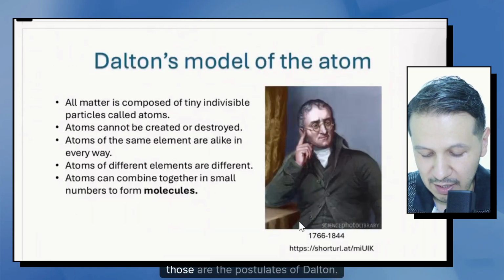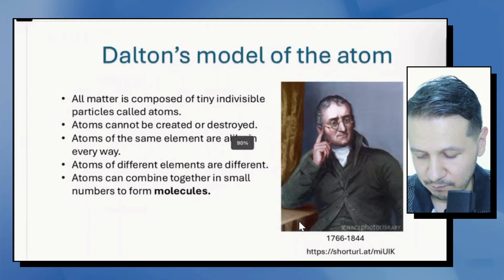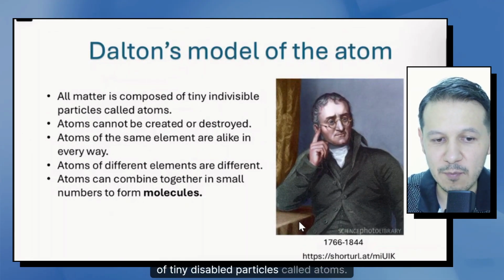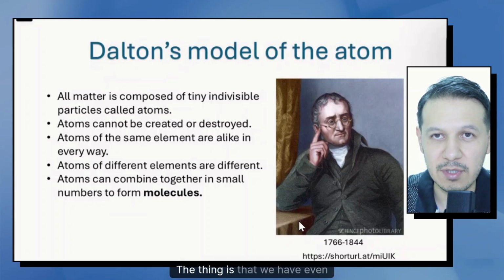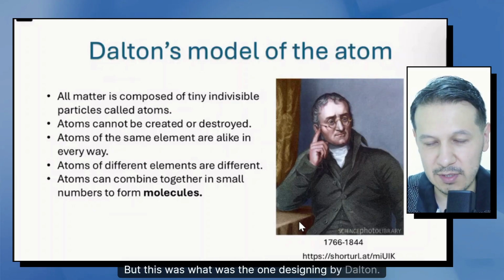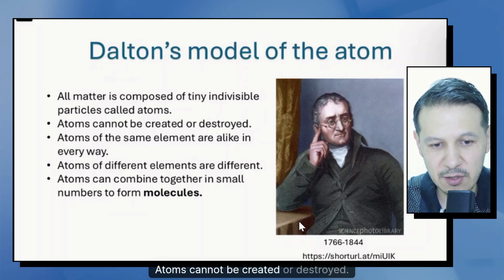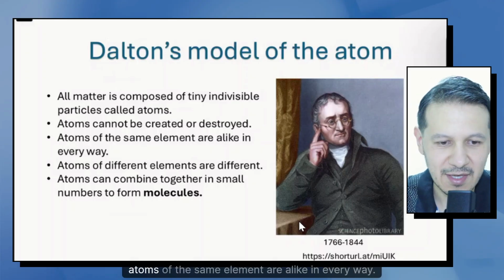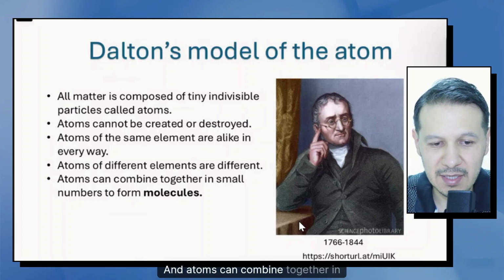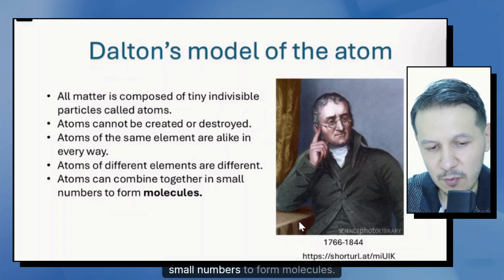So here, those are the postulates of the Dalton model, the first model of the atom. All matter is composed of tiny indivisible particles called atoms. We still know this. The thing is that we have even smaller particles in the current model, but this was the one designed by Dalton. Atoms cannot be created or destroyed, and, at that time, atoms of the same element are alike in every way. Atoms of different elements are different. Yes, they won't have the same chemical properties, and atoms can combine together in small numbers to form molecules.